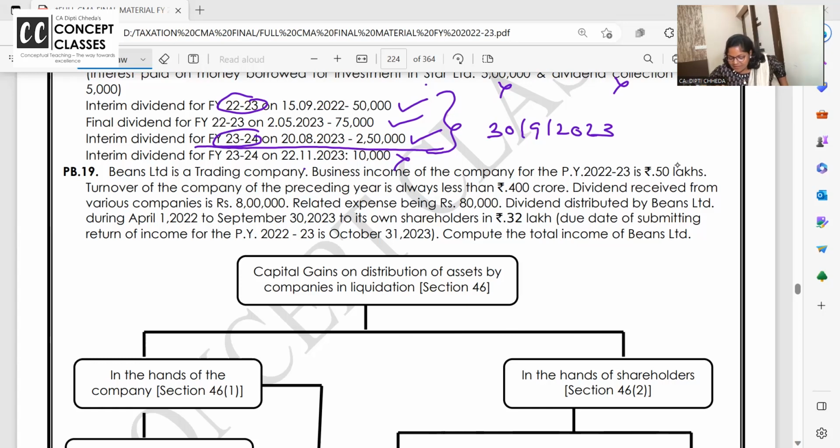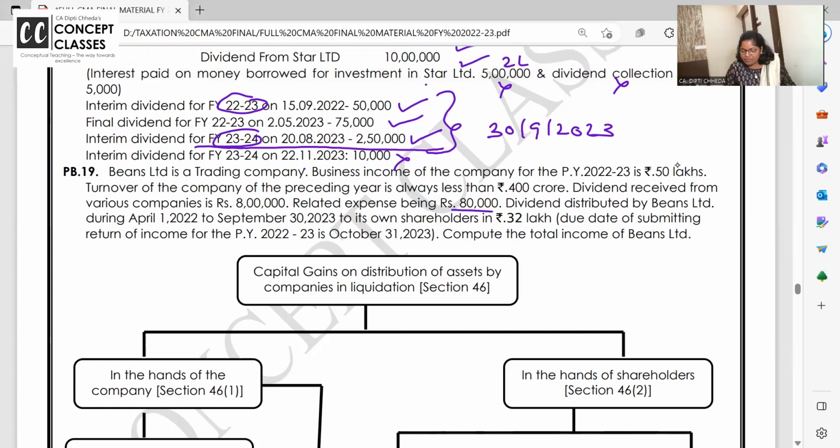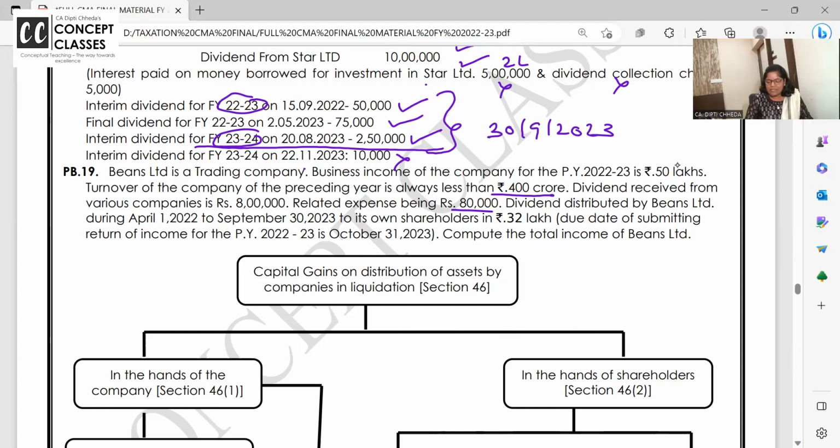Yes, correct. Income is only business income, 50 lakhs. Very good. And what's the tax? I know it's easy, so you should score good marks. Because 8 lakhs income you have added and 32 lakhs you have paid, so 8 lakhs will be added and deducted. And what about the related expense? Not deductible. You have to write a note. And on 50 lakhs, at what rate do you have to calculate the tax? Because the turnover is less than 400 crores, you have to calculate the tax at the rate of 25%. Okay? Right.